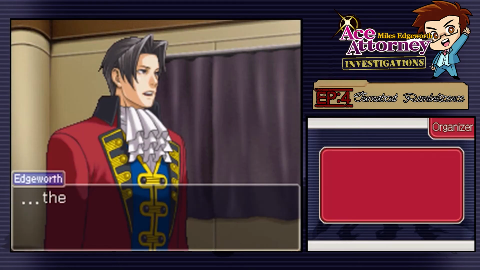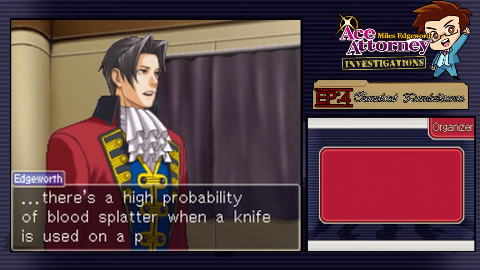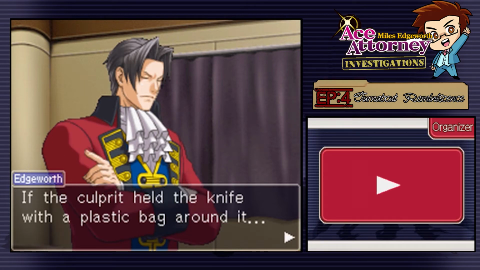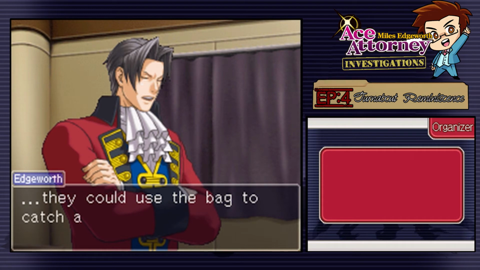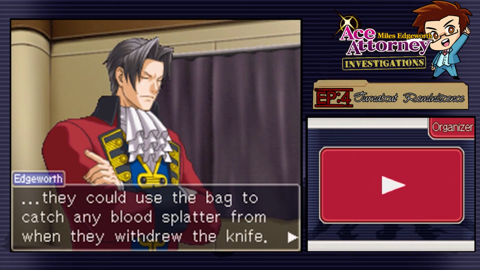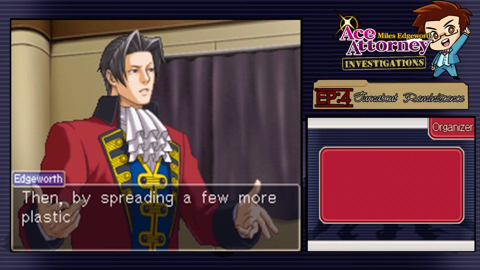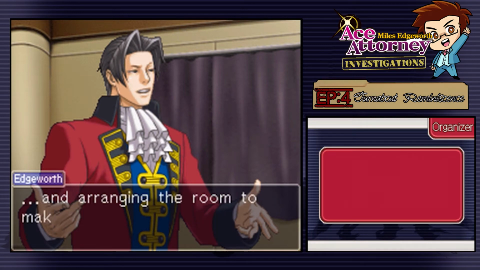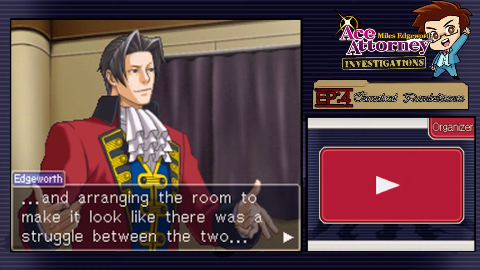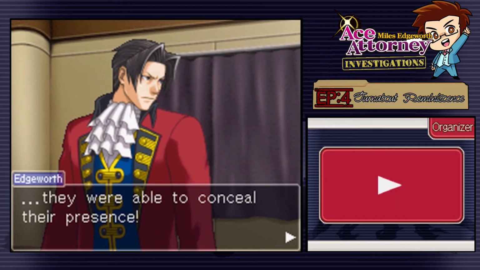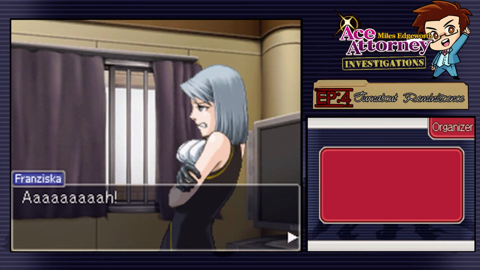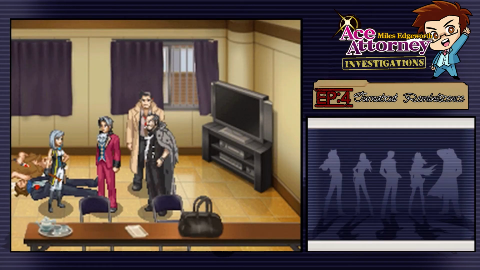Disregarding the gun for the moment. There's a high probability of blood splatter when a knife is used on a person. If the culprit held the knife with a plastic bag around it, they could use the bag to catch any blood splatter from when they withdrew the knife. Then, by spreading a few more plastic bags around, mixing the bloody one and arranging the room to make it look like there was a struggle between the two, they were able to conceal their presence. Ah, yes. Victory is mine.